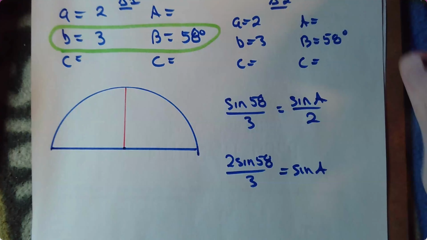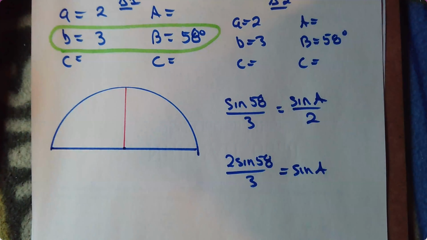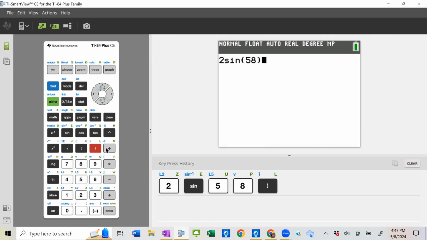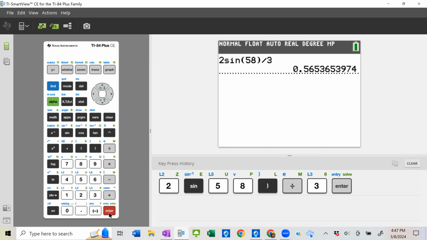Let's figure out what 2/3 of sine of 58 is. So I'll clear out this stuff. 2 sine of 58. Make sure you hit that right parenthesis, divided by 3. So about 0.5654, we'll call it. 0.5654 equals sine of A.